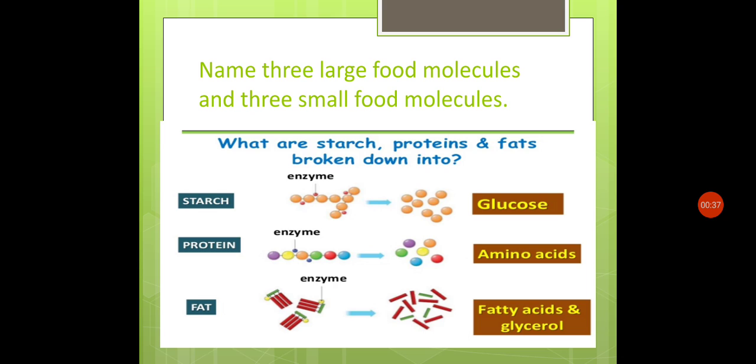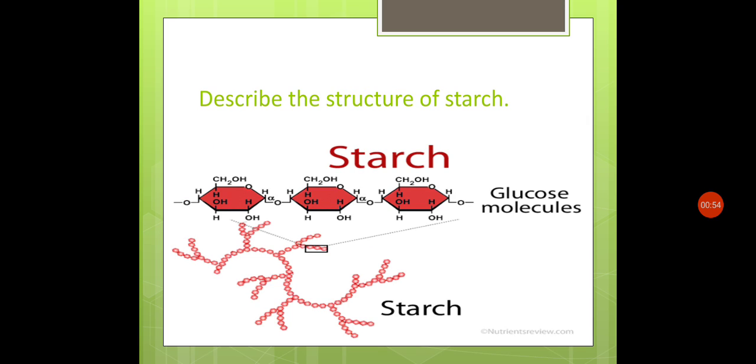Name 3 large food molecules and 3 small food molecules. Starch, protein, and fats are 3 large food molecules which are broken down into glucose, amino acids, fatty acids, and glycerol by enzymes. Describe the structure of starch. Starch is made up of glucose molecules. So here you are watching on screen that these glucose molecules are looking like beads.